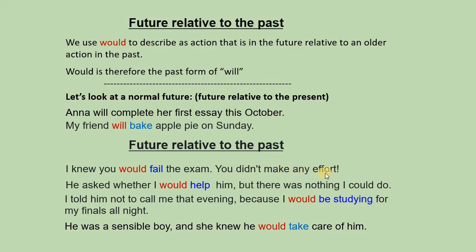You didn't make any effort. He asked whether I would help him, but there was nothing I could do. I told him not to call me that evening because I would be studying for my finals all night. He was a sensible boy, and she knew he would take care of him. So guys, these are examples of the future relative to the past, and we have here examples of the normal future relative to the present, and future relative to the past.